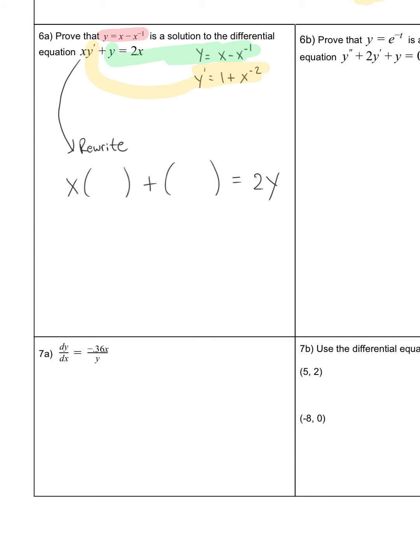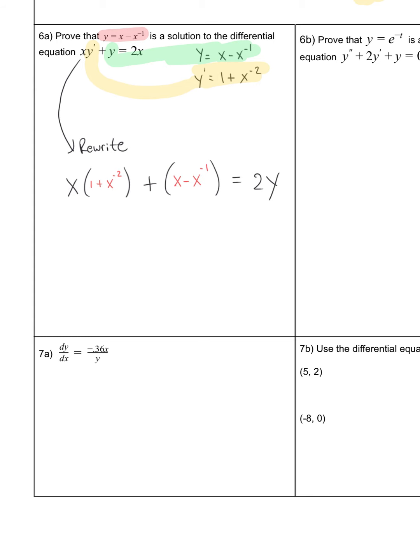Now I plug in y prime right here. So y prime is equal to 1 plus x to the negative 2. That goes right here: 1 plus x to the negative 2. And then I'm going to plug in y right here. y is equal to this, so I'm going to plug that in right here: x minus x to the negative 1. So again, I took this equation and I plugged in y, which was given to us, and I plugged in y prime, which I found by taking the derivative of y. Now we simplify and see if the left equals the right. So the first thing we're going to do is distribute here.